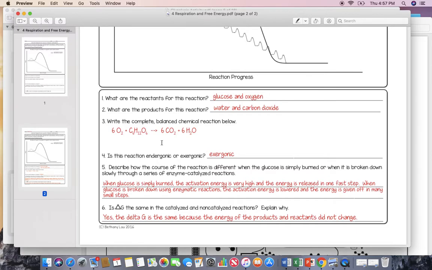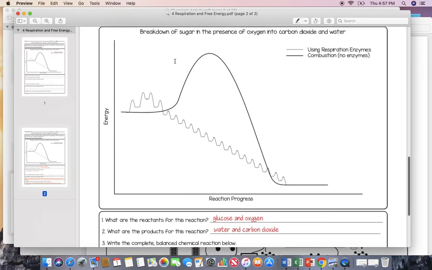Okay, so when glucose is simply burned, the activation energy is high, and the energy is released in one fast step. Okay, one fast step. So you have to put in a lot of energy here. You have to put in a lot of energy here, and then as the reaction happens, I'm not sure if you can see my cursor or not, but if you could see my cursor, this region right here.